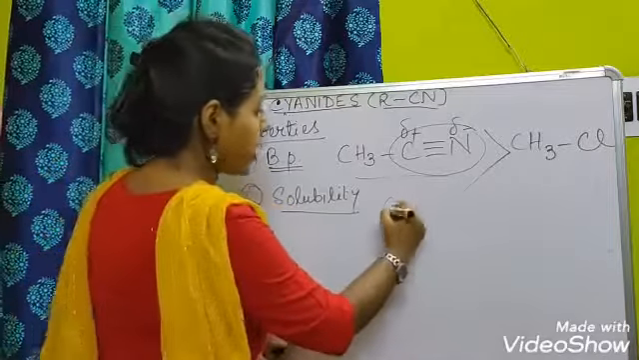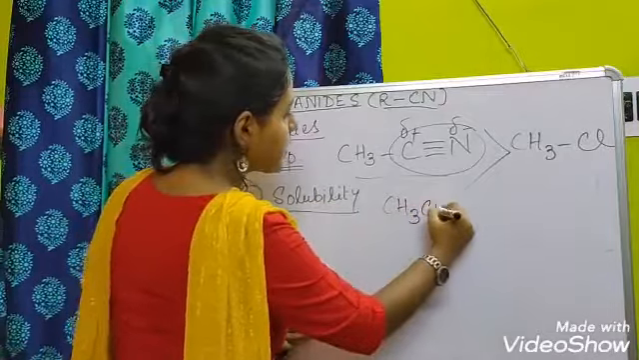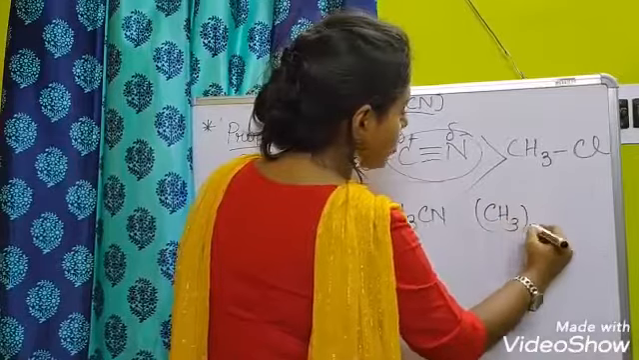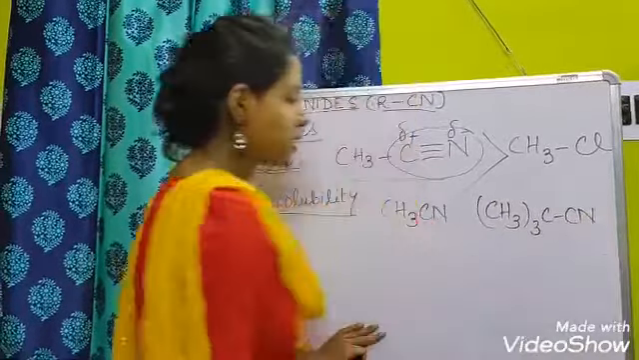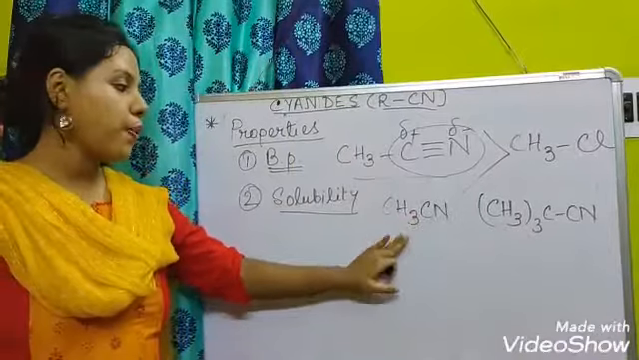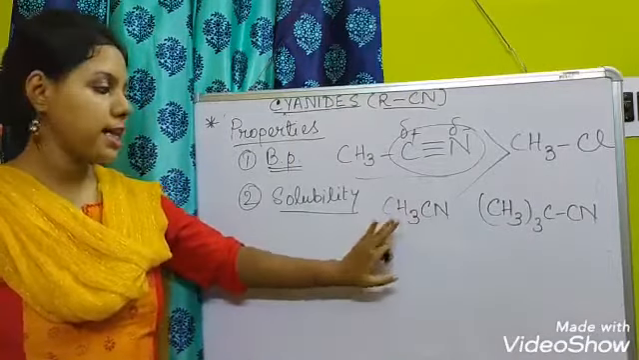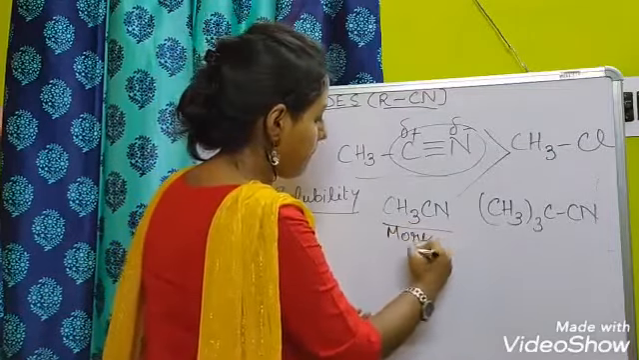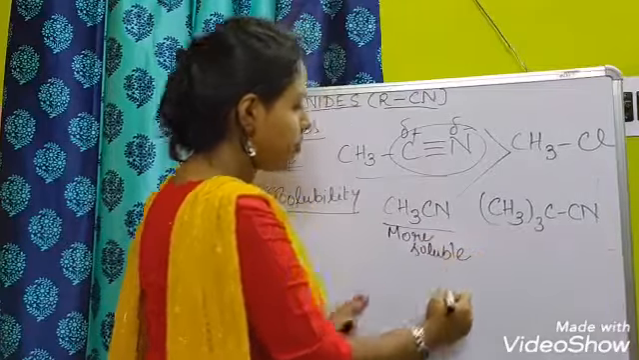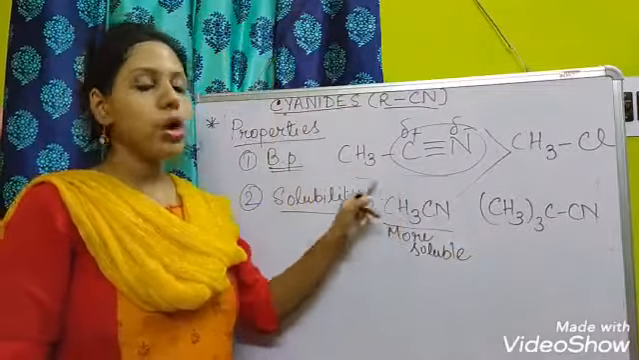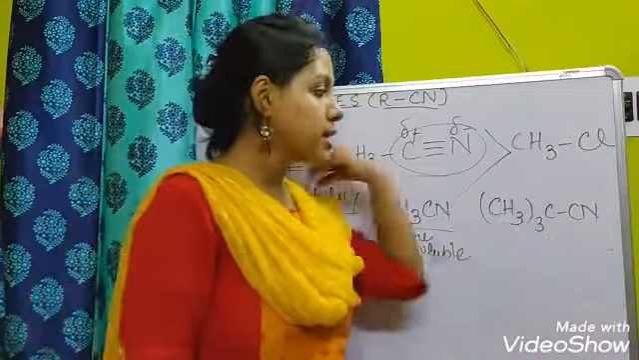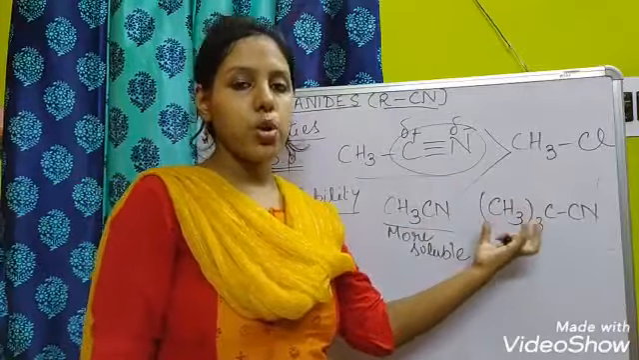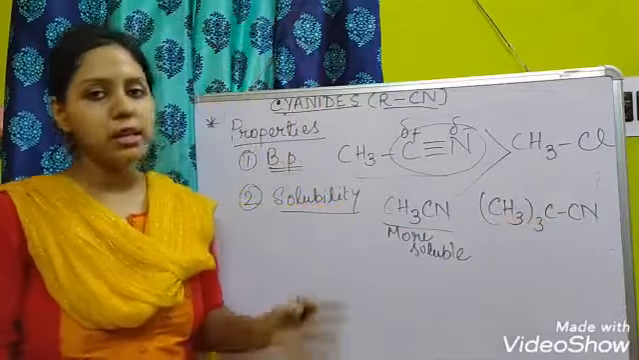Okay, so if we compare this one, CH3CN, and suppose CH3 whole 3 CN. So in these two compounds, which one will be more soluble in water? This one. This is more soluble in water. In water I am telling, okay, because of the presence of the smaller alkyl group, and as here the number of carbon atoms has been increased, which makes this part bulkier, so it will be less soluble in the water.